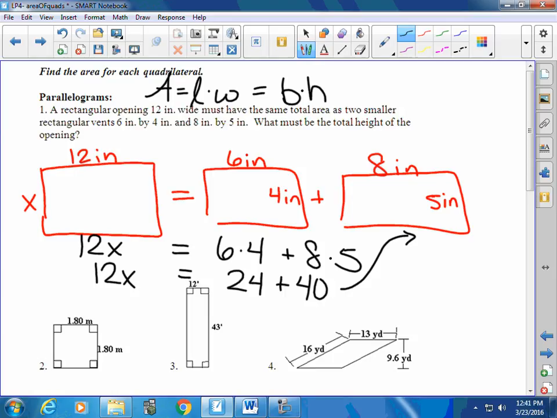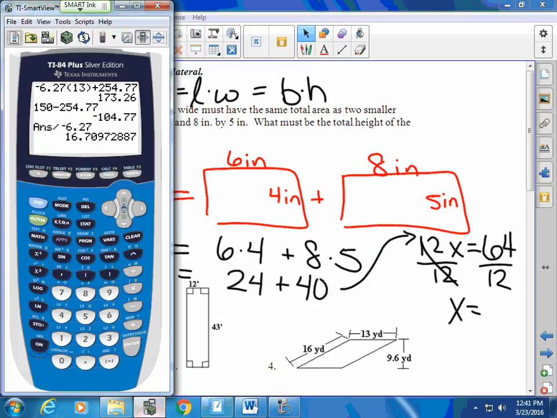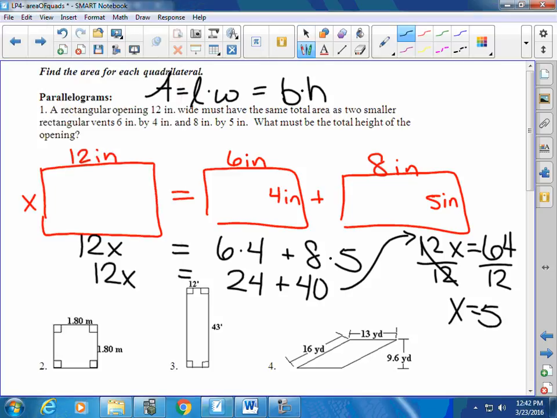If we finish that up, we have 12x is equal to 24 plus 40, so we have 64, and then we have to divide both sides by 12 to finish solving. Pull up the calculator real quick. And we do 64 divided by 12. We're going to get a decimal, which is fine. 5 and 1/3 or 5.3 repeating. Don't forget, don't round, put the bar over the top.